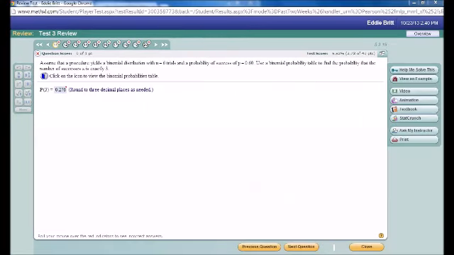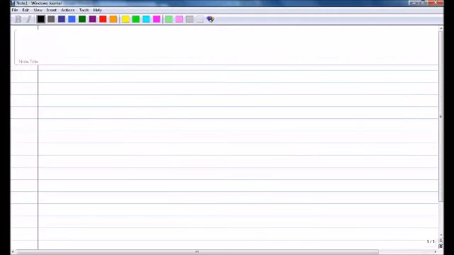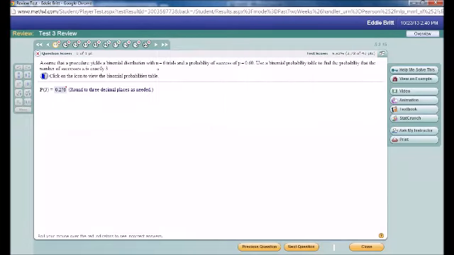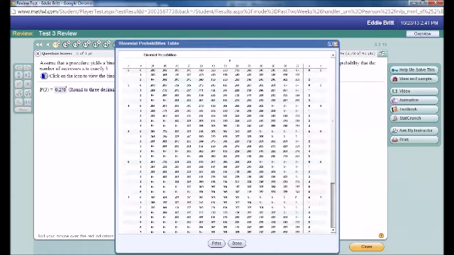Picking up with problem number 11. Assume that a procedure yields a binomial distribution with n equals 6 trials and a probability of success of p equals 0.6. Use a binomial probability table to find the probability that the number of successes x is exactly 3. Alright, so we need to use the table. We can click up here and it'll bring the table up. Or you could look in the back of your online book and it should be there.